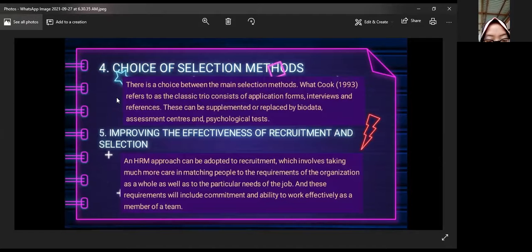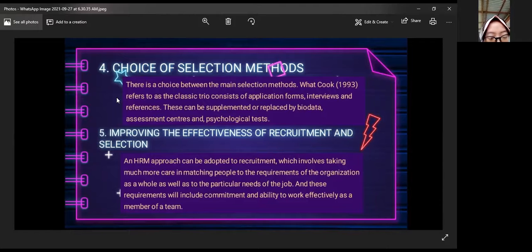This slide is choice of selection methods. This is a choice between the main selection methods, what Cook 1993 refers to as the classification consisting of application forms, interview, and reference. This can be supplemented or replaced by data assessment centers and psychological tests. For good and not so good reasons, organizations will return to interview as the main method of selection, where assessment centers are inappropriate. The more evidence that can be produced to help in making crucial selection decisions, the better.